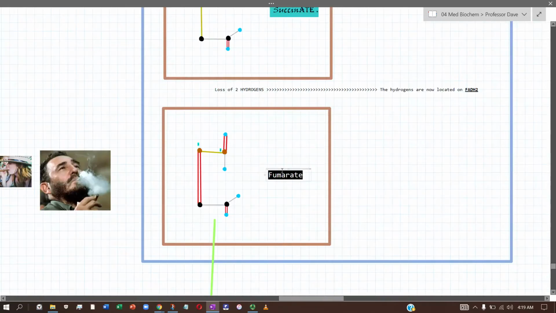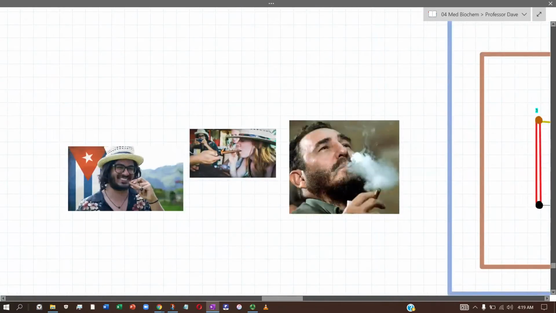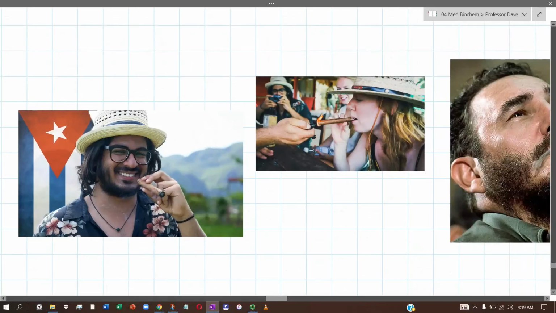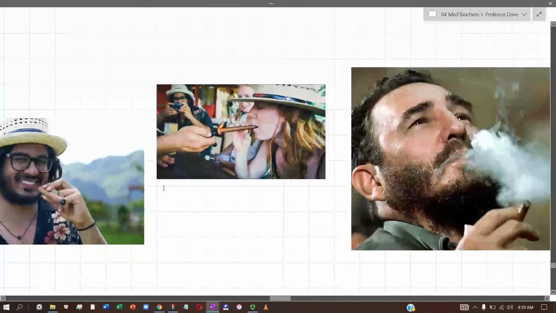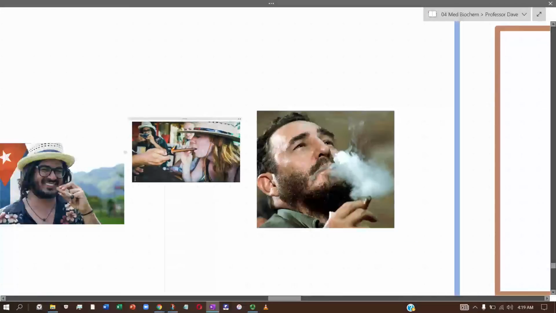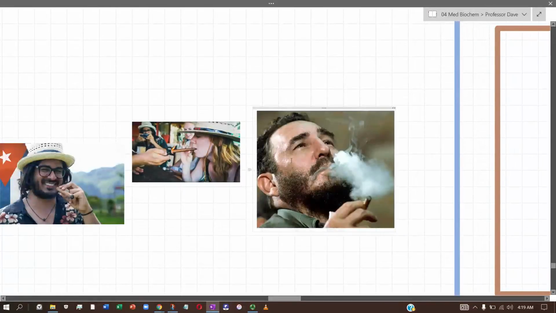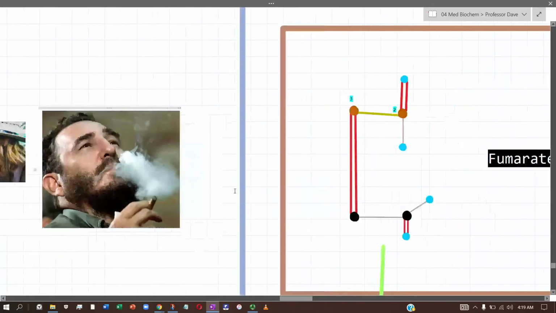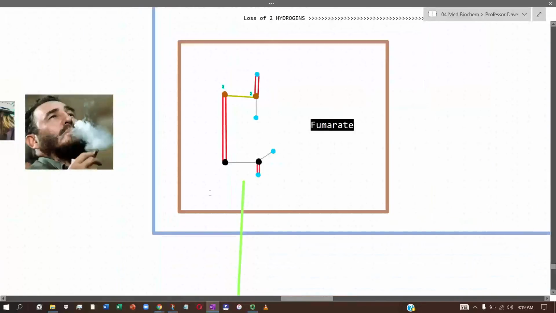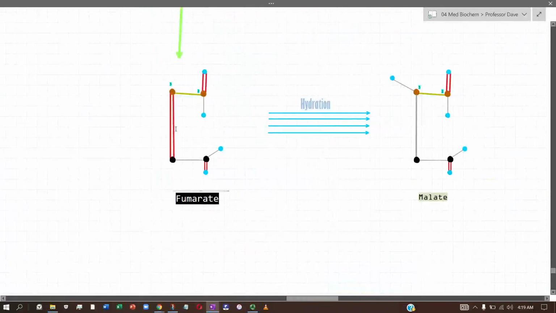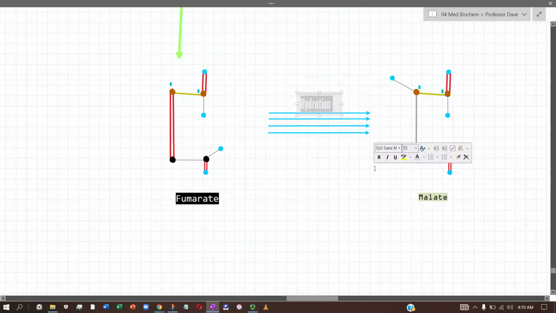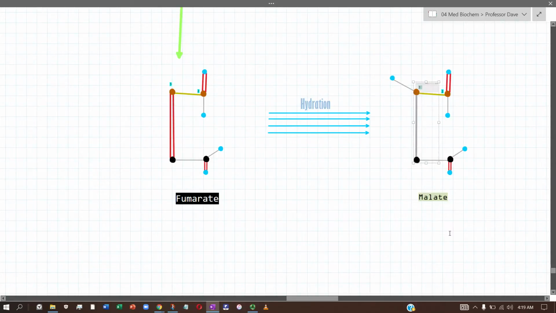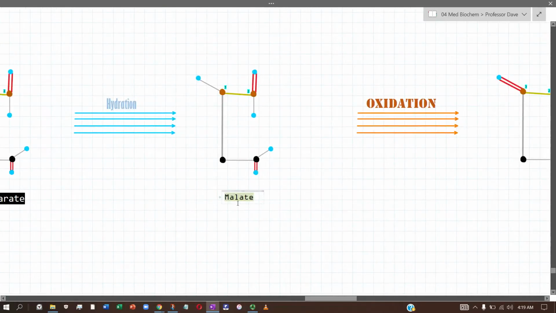It always reminded me of fumar, of smoking a Cuban cigar. So for making this a little more memorable, here you have some people enjoying Cuban cigars, including Fidel Castro. Cool. So what happens next? Well, the fumarate then experiences hydration. So this double bond right here now becomes a single bond. Boom. And you have a molecule named malate.